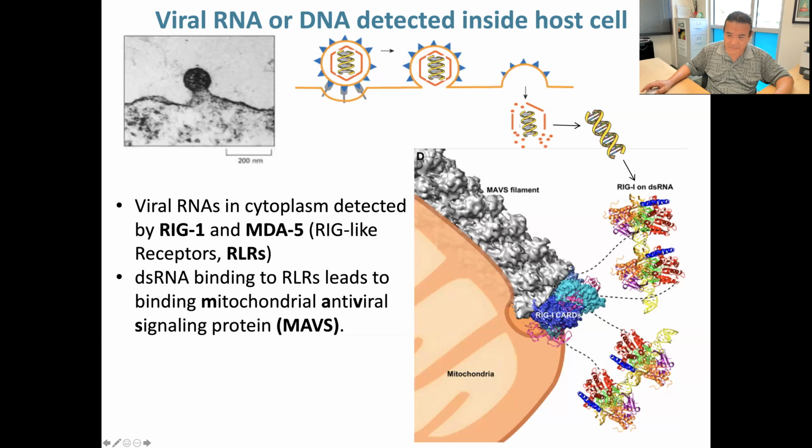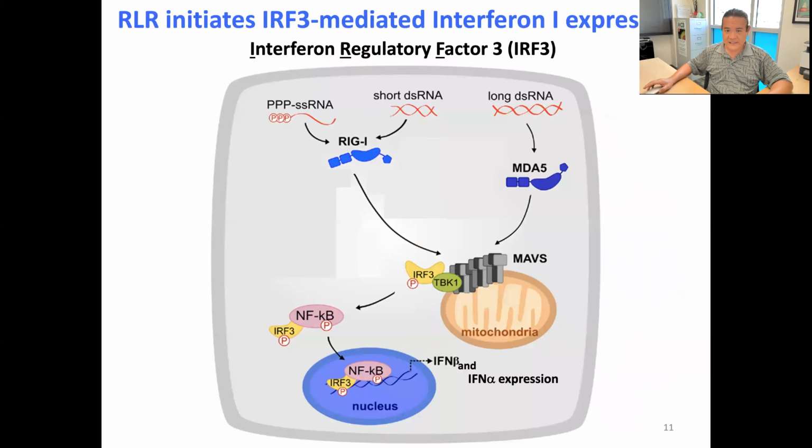And MAVs is the right shape to bind to these RIG proteins that have been floating around and have managed to clamp themselves onto double-stranded RNA from the virus. That ends up bringing the double-stranded RNA of the virus to the mitochondria. And now the mitochondria will actually use this signal to tell the nucleus of the cell, hey, we're detecting the presence of potential viral RNA inside the cell. You better go ahead and start turning on different interferon messages to raise the alarm. So how does that happen?